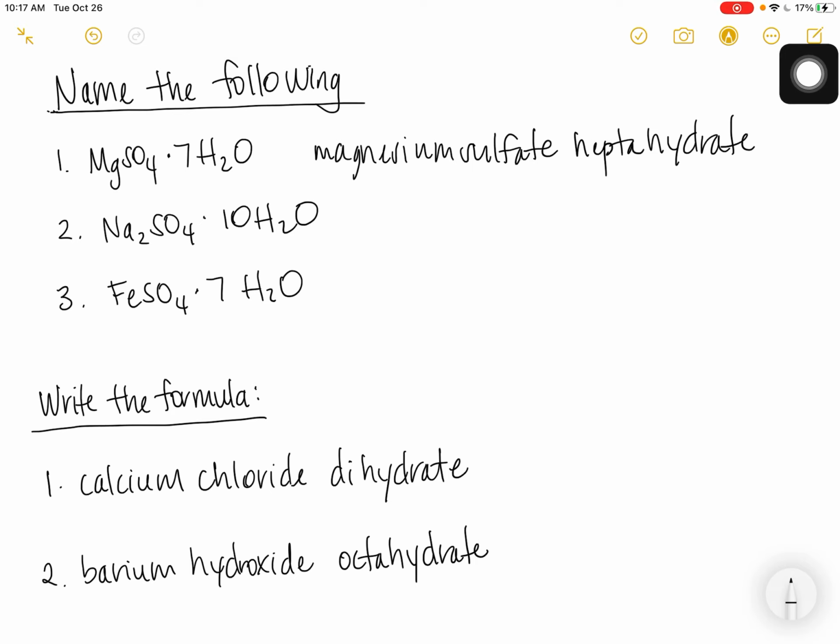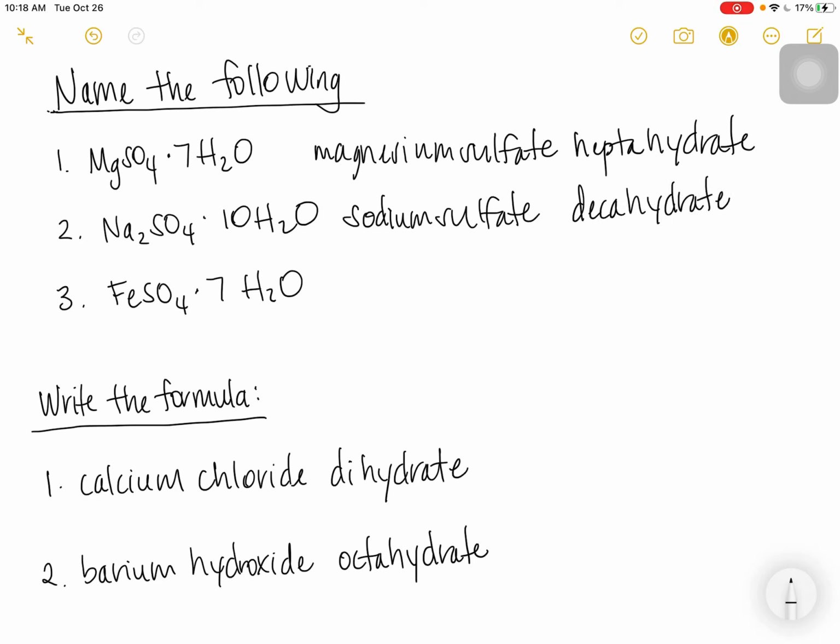So in number 2, we name the ionic substance. So sodium sulfate. Okay, the prefix for 10 is deca, and then we finish it with hydrate. That's it. So sodium sulfate decahydrate. And then in 3, we name the ionic substance. Careful here because this is a transition metal. This is iron 2 sulfate. And then again, it's a 7, so heptahydrate. Okay, so that's naming. Very simple.